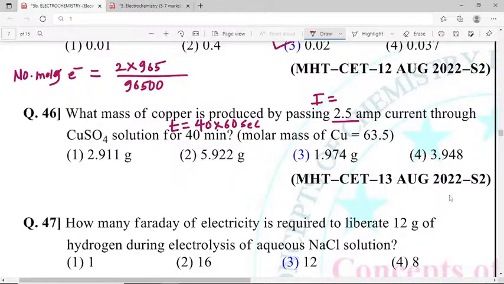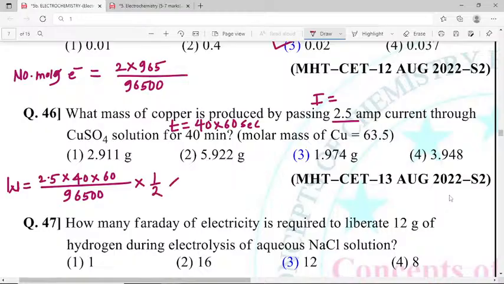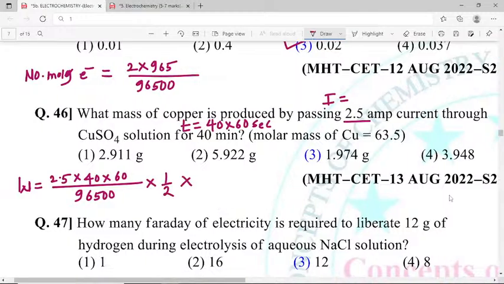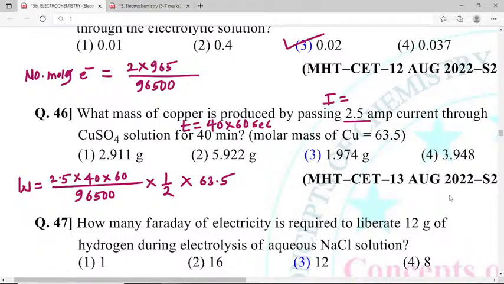So what is the mass of copper? W of copper is equal to current in ampere, 2.5, multiplied by time, 40 multiplied by 60, and this whole divided by 96500 multiplied by the mole ratio. What is the mole ratio of copper? 1 by 2, multiplied by the molar mass, 63.5. Okay.